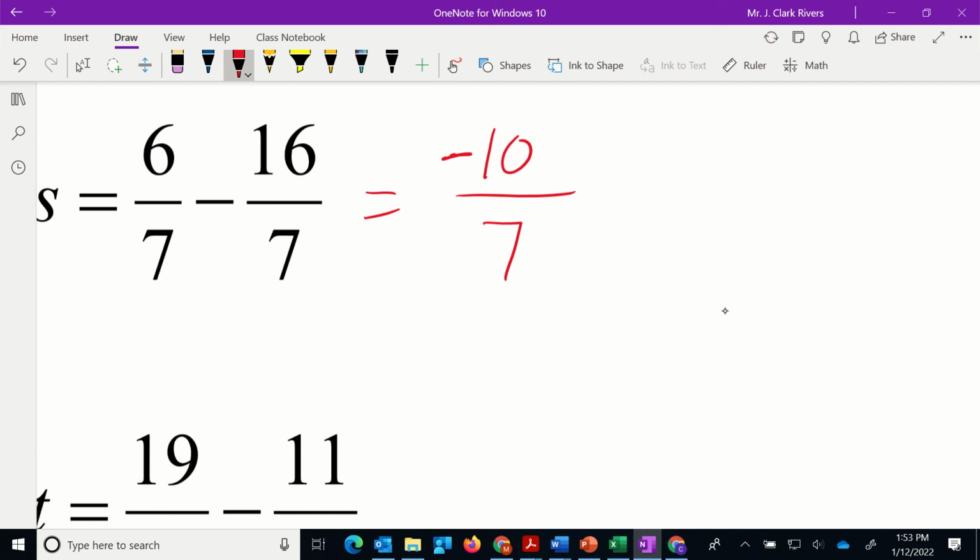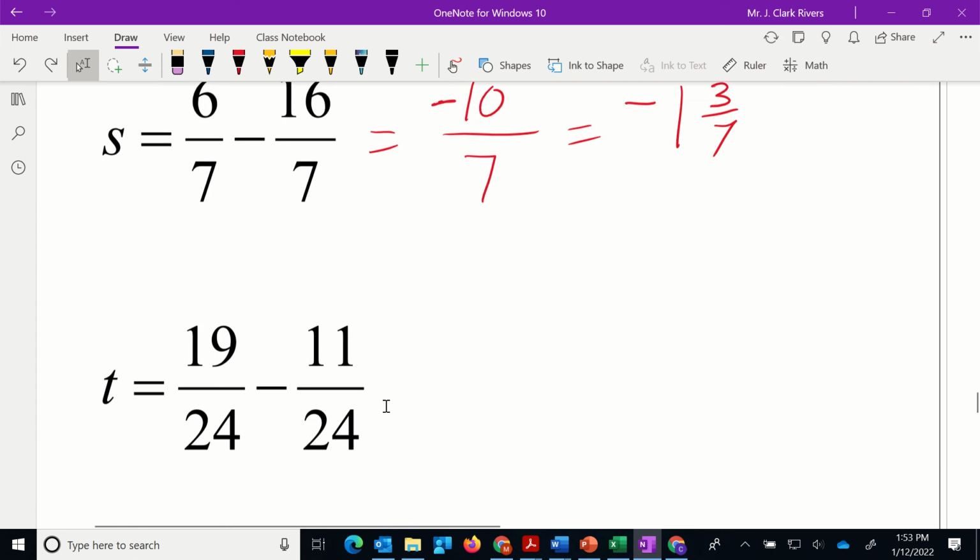Everybody take a moment and rewrite this as a mixed number. Sarah Kate, you had a question? I was just going to say, could we turn that into a mixed number? Yeah, what is it, Sarah Kate? Tell me. It's negative 1 3/7. There you go, negative 1 3/7. Again, keep in mind this whole thing is negative. Not just the 1 is negative, but all of this is negative.